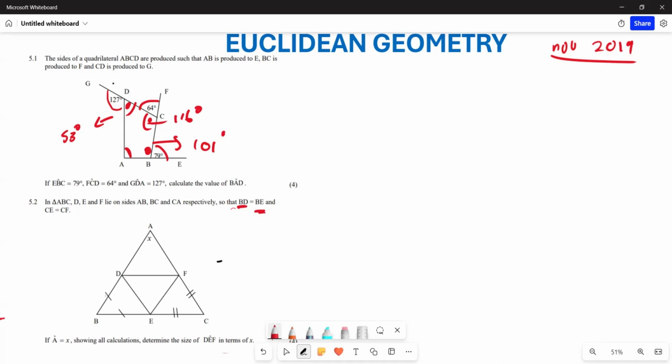So they are already giving you that this side here is going to be equal to this one, right? And these two sides are going to be equal to these two sides.